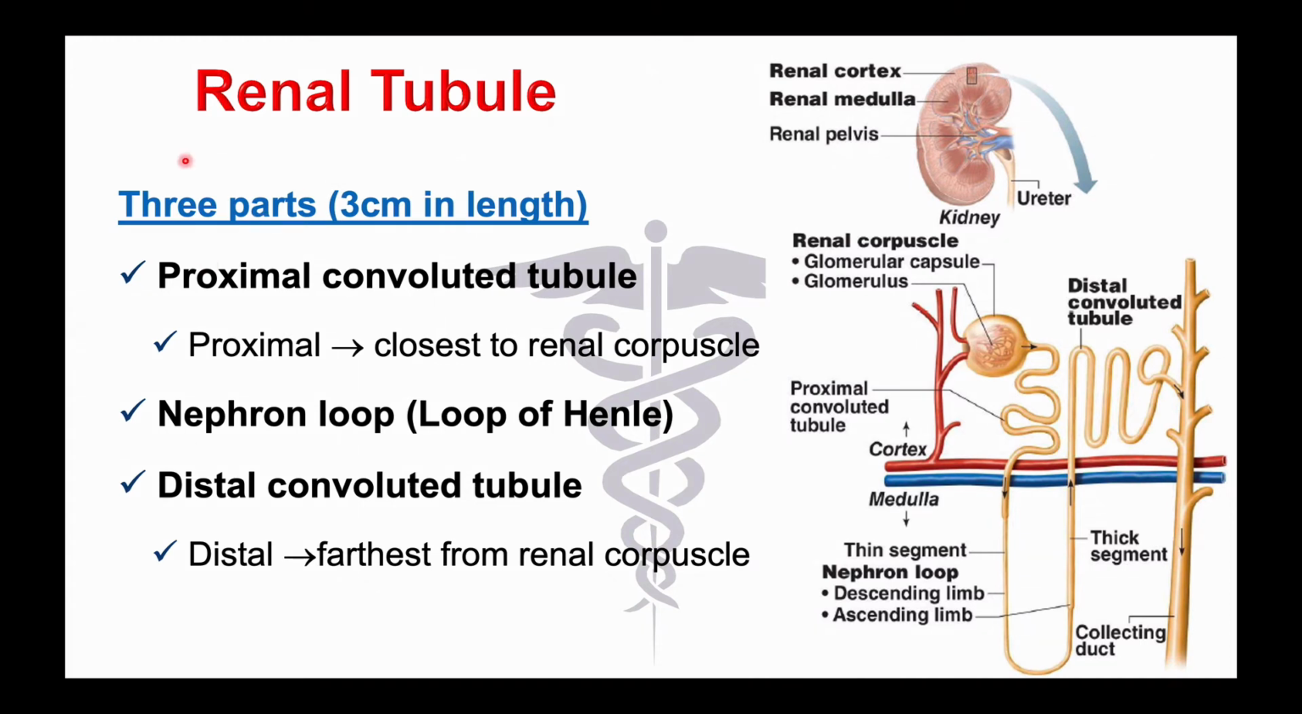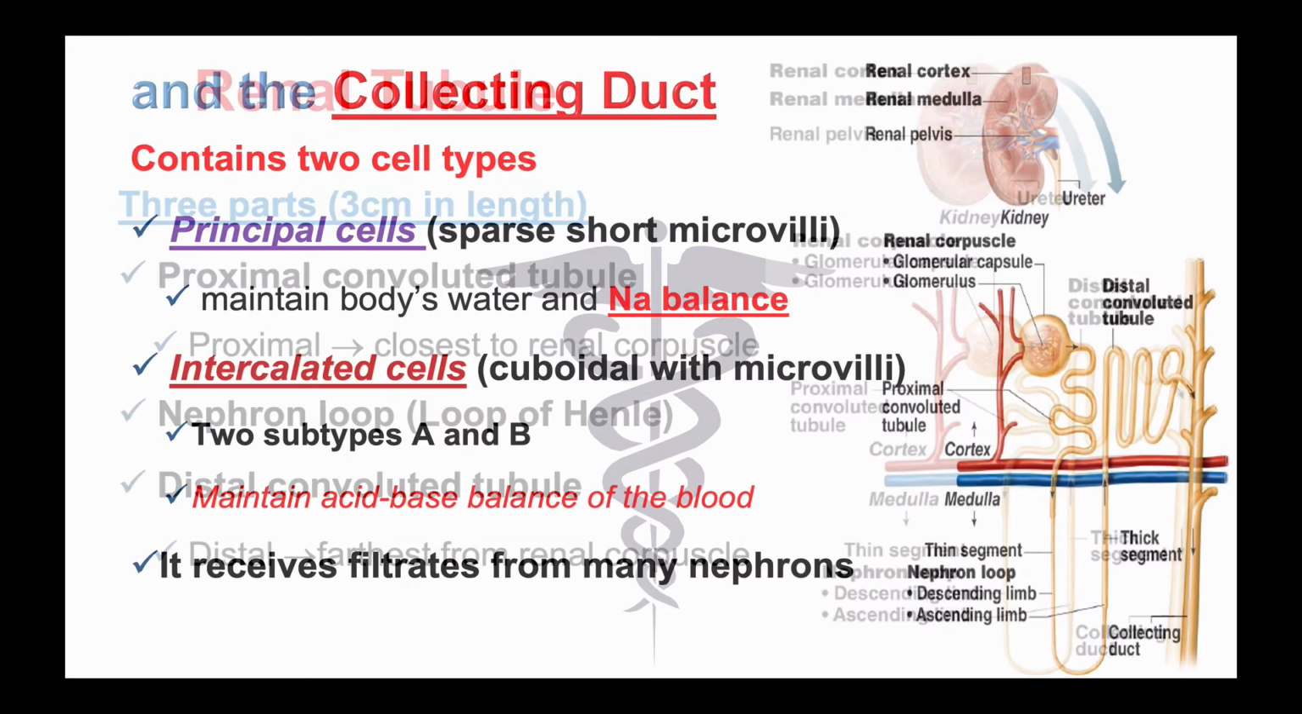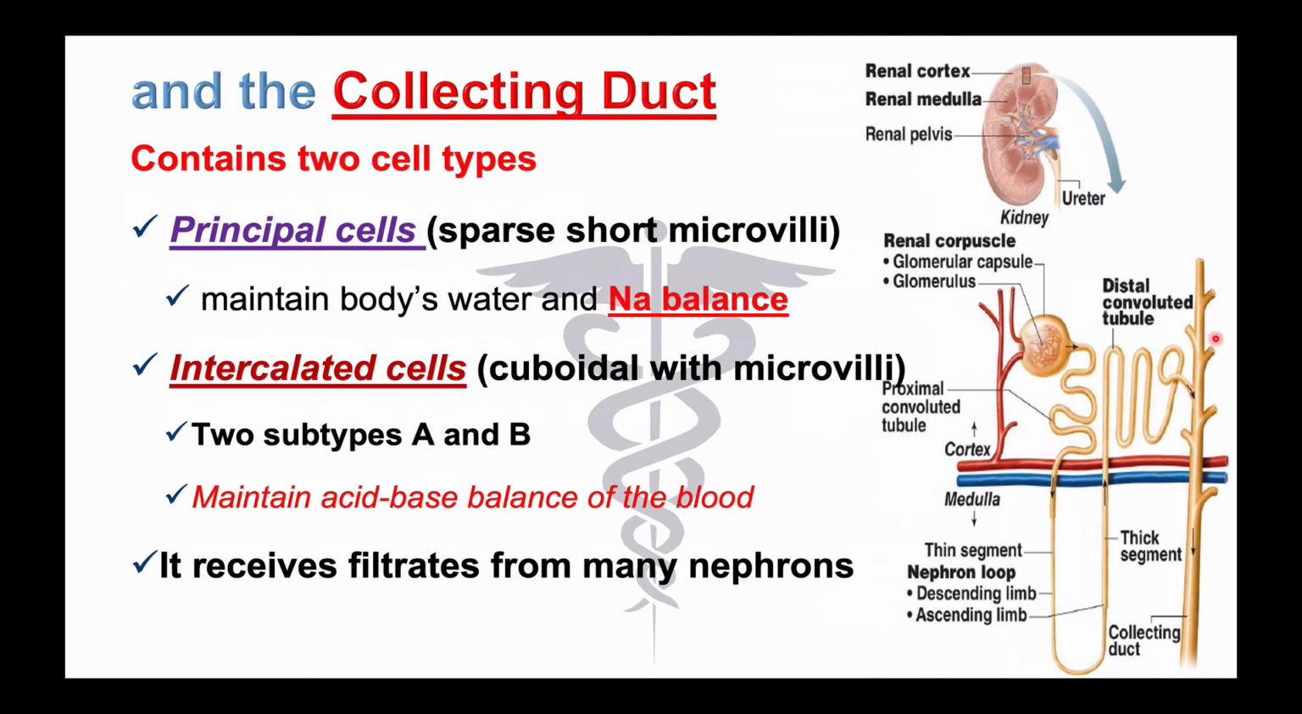Now coming to the renal tubule, that is the proximal convoluted tubule, the loop of Henle, and the distal convoluted tubule. It is 3 centimeters in length. The proximal convoluted tubule is close to the renal corpuscle. This is the loop of Henle, and that continues as the distal convoluted tubule. This distal convoluted tubule joins the collecting duct.